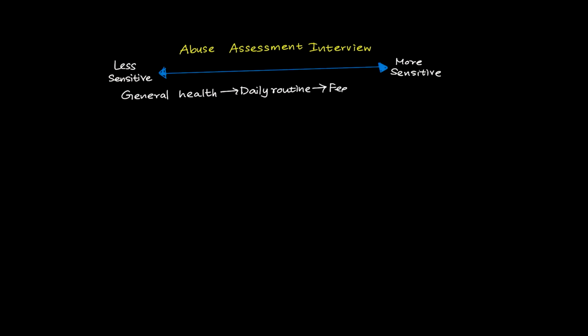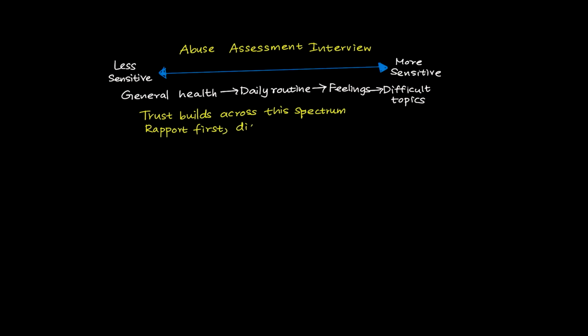Starting with low-threat questions, general health, daily routine, how they're feeling today, builds rapport. The client starts to feel safe. The nurse demonstrates a non-judgmental presence. Then gradually the conversation can move toward the more difficult topics. The client is more likely to disclose honestly because trust has been established.